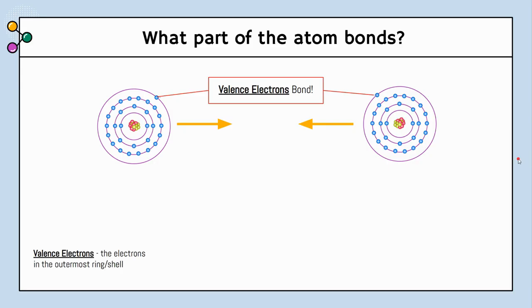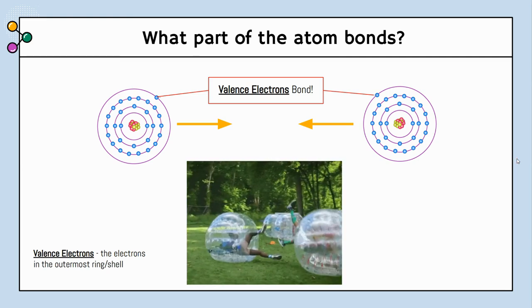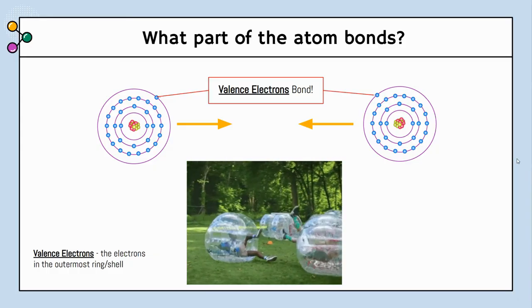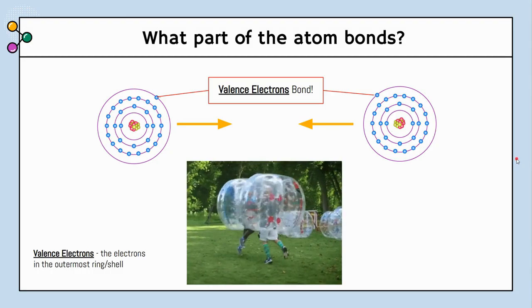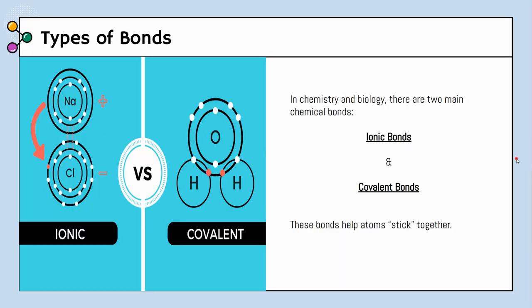So valence electrons, they're the electrons in the outermost ring of the Bohr model or the shell of, say, the quantum mechanical model. And it's not wrong to think of these two atoms as literally crashing together and those valence electrons sticking them together. Although, obviously, it is much more complex than this and more about how to minimize the energy of those electrons. So the two types of bonds, as you may have noticed on an earlier slide, are ionic bonds and covalent bonds. Both of these bonds perform basically the same function, which is to help atoms stick together.